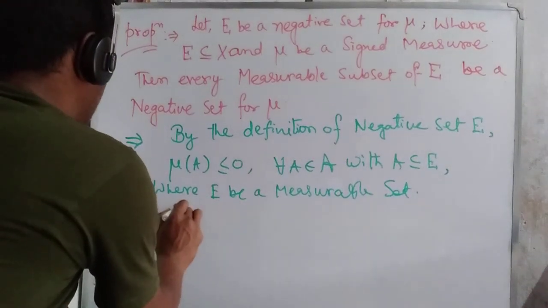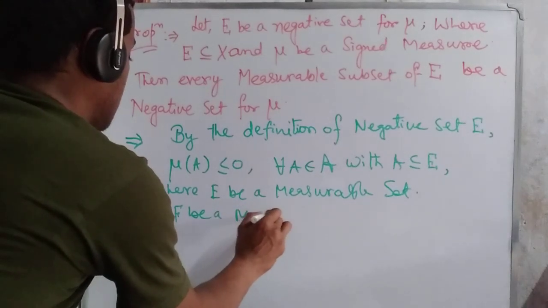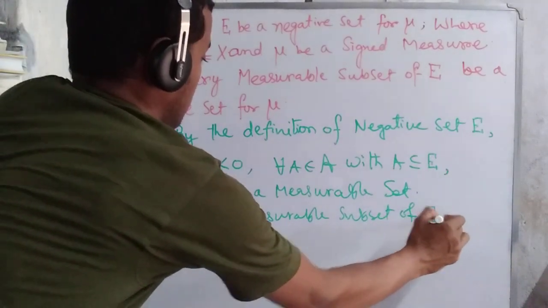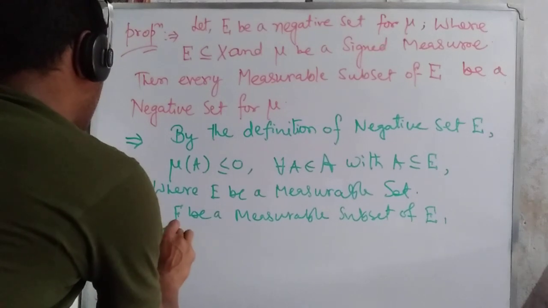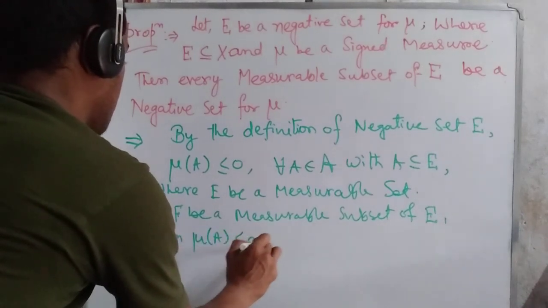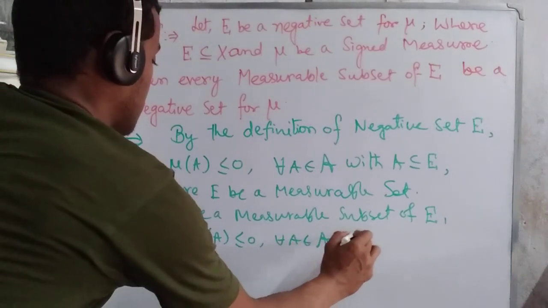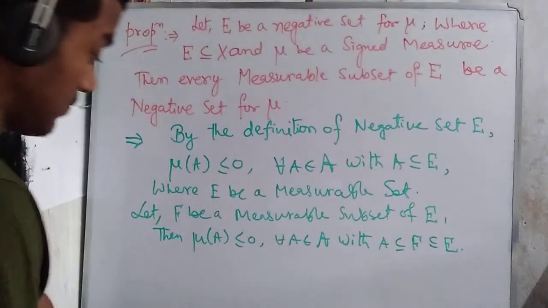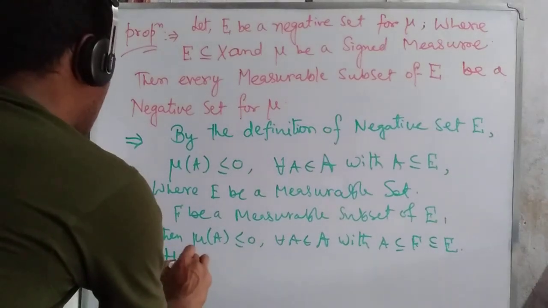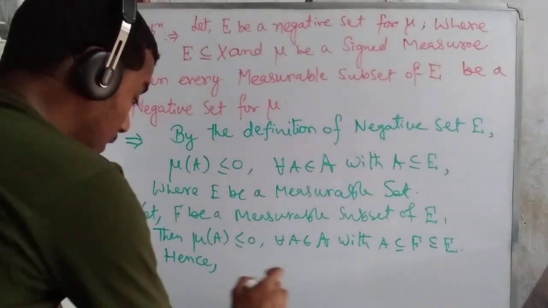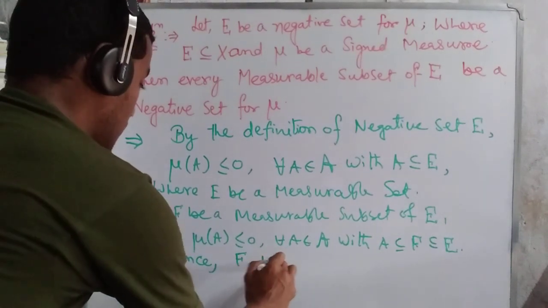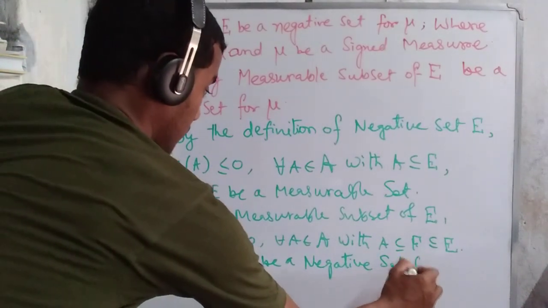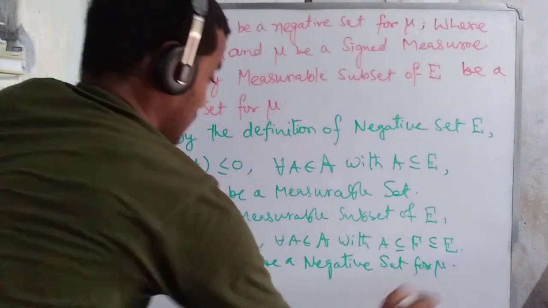Now let A be a measurable subset of E. Then mu(A) is less than or equal to 0 for all A belonging to this, with A a subset of E. Hence A is a negative set for mu.